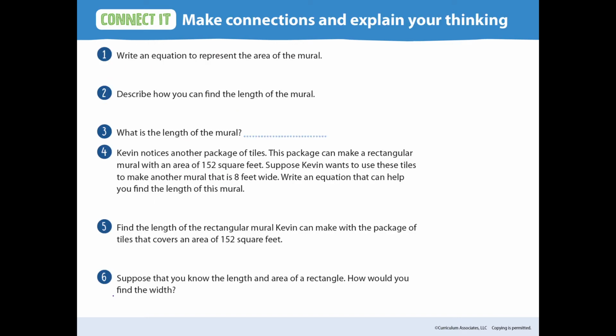Connect it. Make connections and explain your thinking. Number 1, write an equation to represent the area of the mural. So the area of our mural is 112 square feet. And we know that the width is 8. The length we don't know. So it's 8 times some number equals 112.